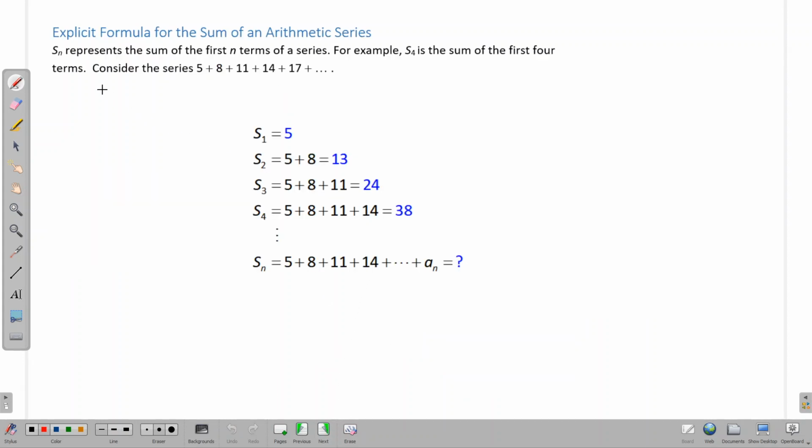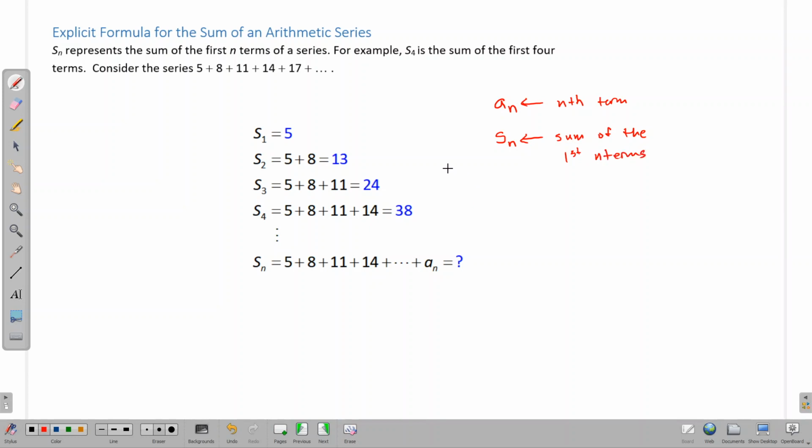Okay, so some new notation. When we were dealing with the sequence, we used a sub n to represent the nth term of the sequence, right? That was just the nth term of a sequence. We're using basically the same notation, but we're going to use S instead. So S sub n represents the sum of the first n terms of a sequence.